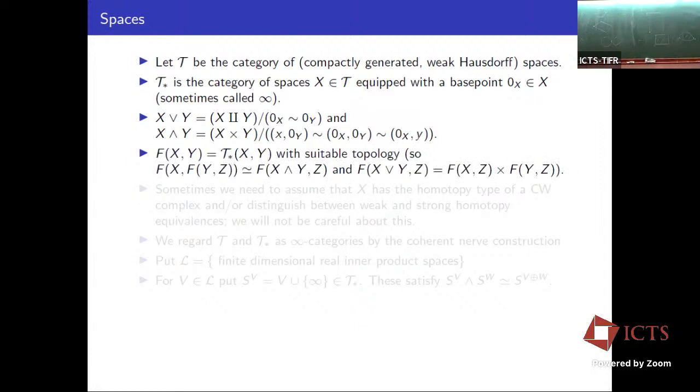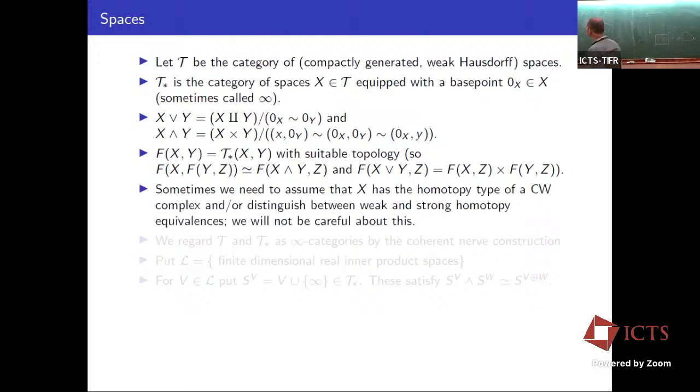And then F(X,Y) is the space of based maps from X to Y with a suitable topology. It satisfies these kind of adjunctions: maps from X to F(Y,Z) are equivalent to maps from X smash Y to Z, and maps from the wedge product X wedge Y to Z are F(X,Z) cross F(Y,Z). In some places we're going to need to assume that X is a CW complex or has the homotopy type of a CW complex, or to make other kind of adjustments like that, but I'm not going to be careful about any of those things.